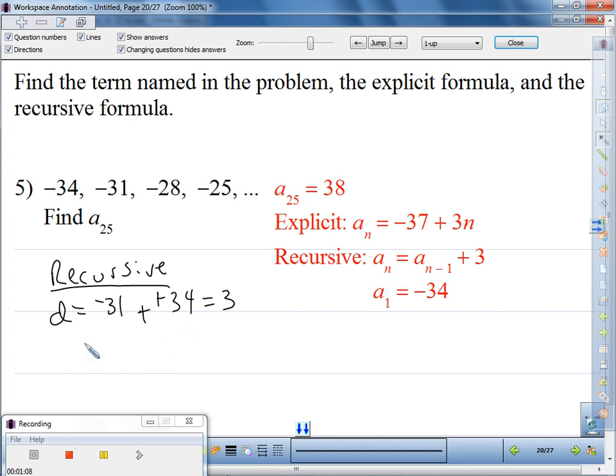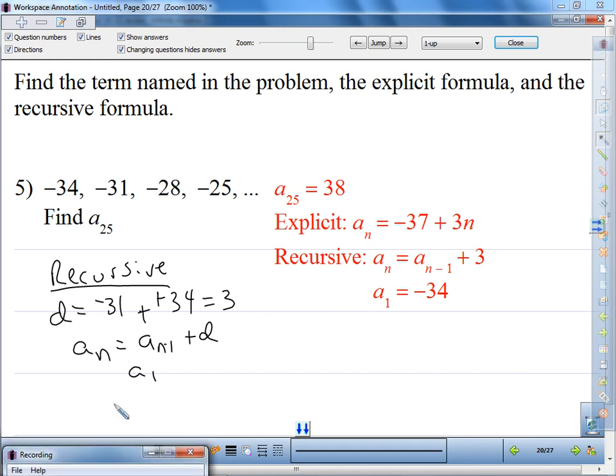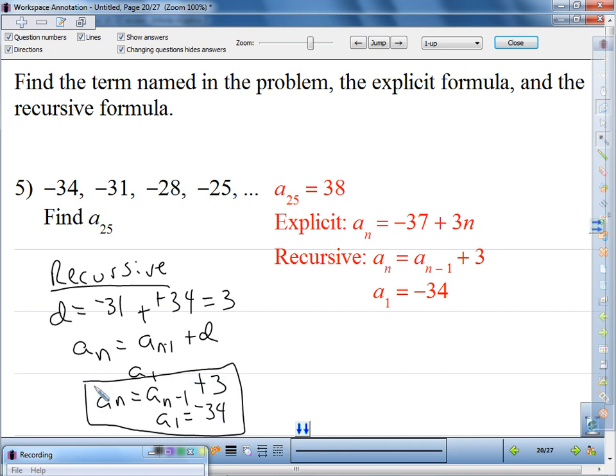Alright, now our formula is going to be a sub n is equal to a sub n minus 1 plus d. And then we need to know what the a sub 1 is. Okay, so in this particular case, we're just going to substitute in a sub n is equal to a sub n minus 1 plus 3, because that's our common difference, and then a sub 1 is equal to negative 34. So that is our recursive formula for this particular one.